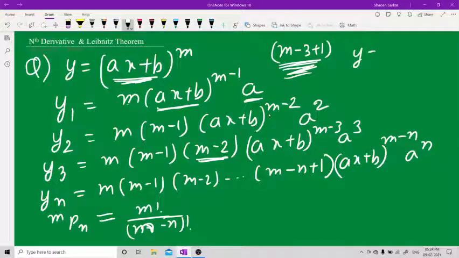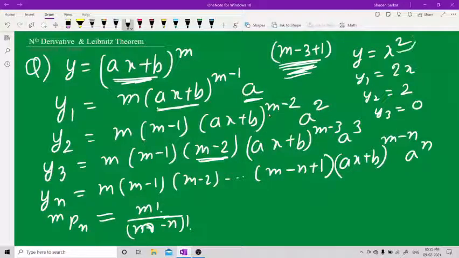See the example: this is x square, the first derivative is 2x, the second derivative is 2, and the third derivative is 0. So m has to be greater than or equal to n here. This m is working like n; m will be equal to n or greater than it, otherwise the derivative will become 0. That's why.